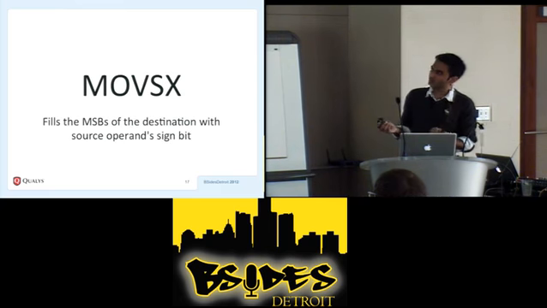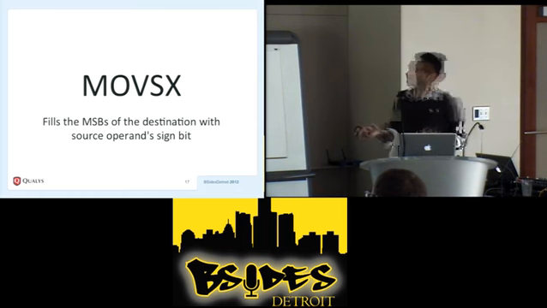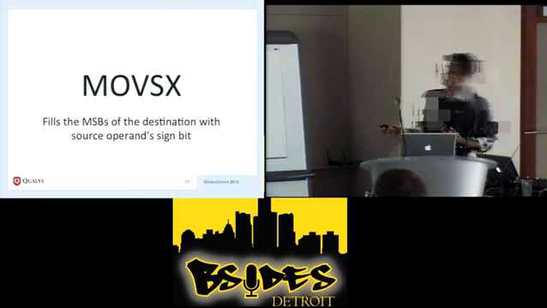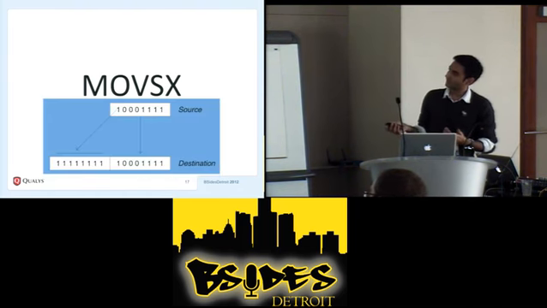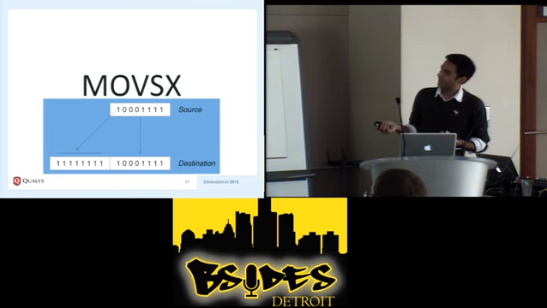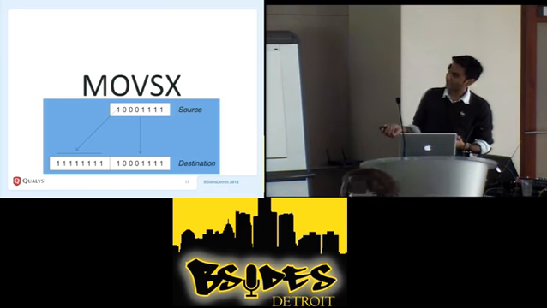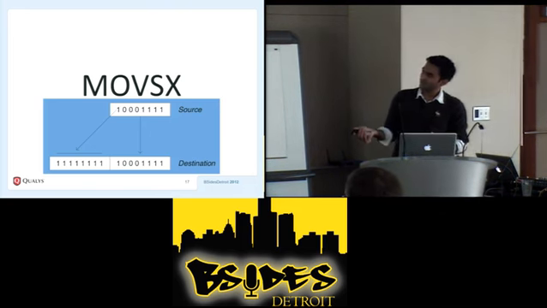So for that, assembly gives us two instructions. The first instruction is movsx. It stands for move sign-extended, and per the definition it fills the MSB of the destination with the source operand's sign bit. Kind of confusing, but a picture will make it clearer. In this case we are trying to move an 8-bit value to a 16-bit destination. The least significant bytes are copied as is, and the MSB of the destination is filled with the source operand's sign bit. So in this case, it would be filled with 11111111.